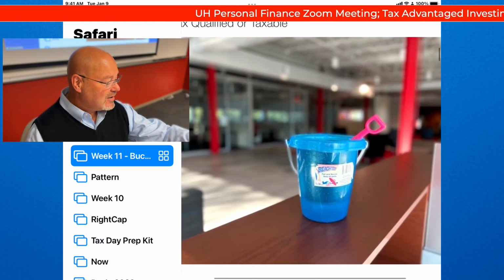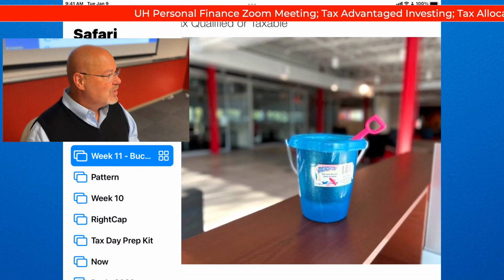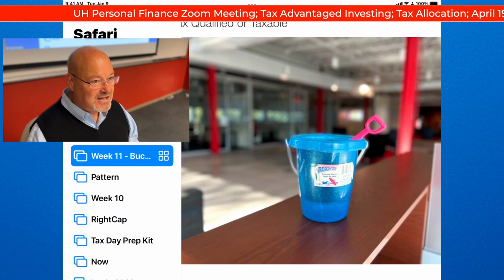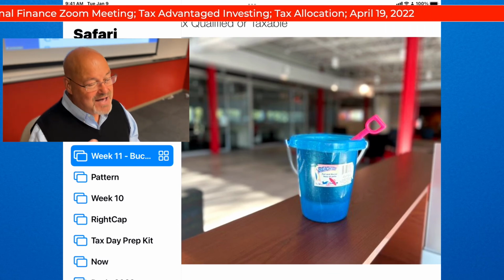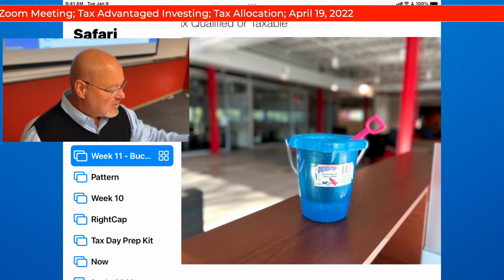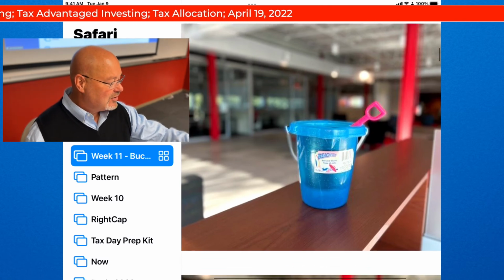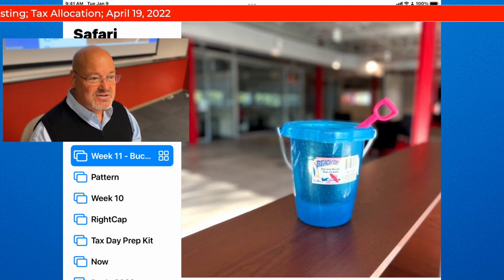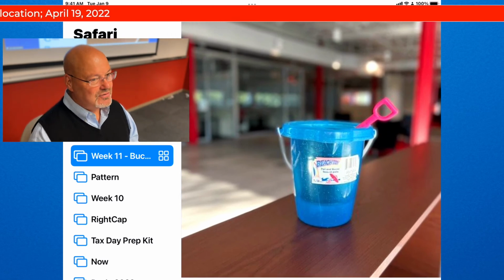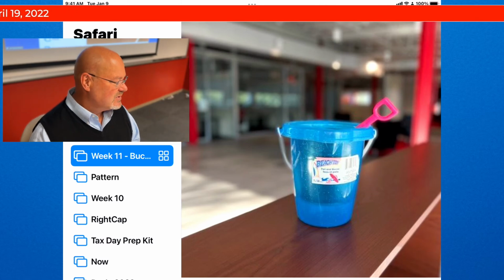And so I want you to think about that, because earned income is key in a Roth IRA and an IRA. You have to have earned income. And so I want you guys just to think about earned income as something you earn by doing something where you add value out there in the market. That's what this shovel's about.